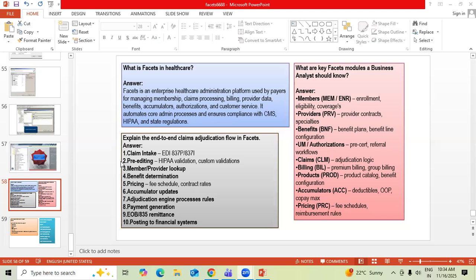Next is payment generation, claim payment generation, followed by submitting an explanation of benefits to the customer, followed by the remittances, whatever was done so far. Finally, posting to the financial systems. These are the different end-to-end claim adjudication flow processes in Facets that one must know.